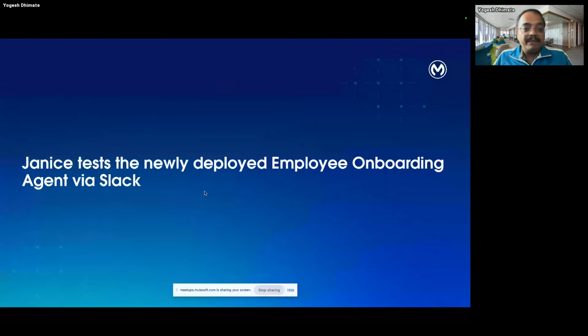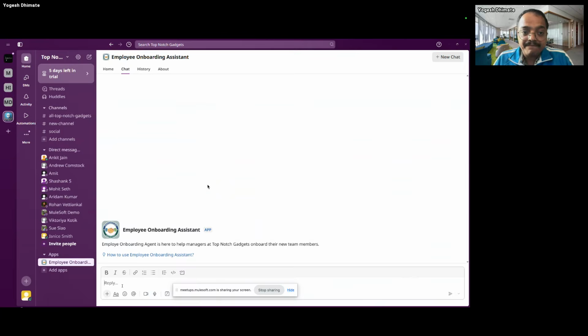Now the agent is deployed, and Janice wants to test this agent via Slack. So if you remember the architecture diagram, at the very left, Slack was the user interface that was interacting with this employee onboarding agent. So Janice logs on to Slack and gives an instruction to the agent via Slack to onboard a new employee, Alex Smith, and provides his email ID, alexsmith@example.com.